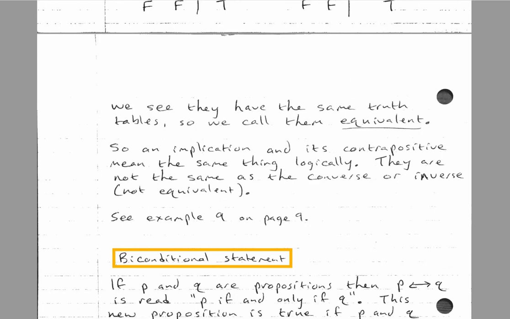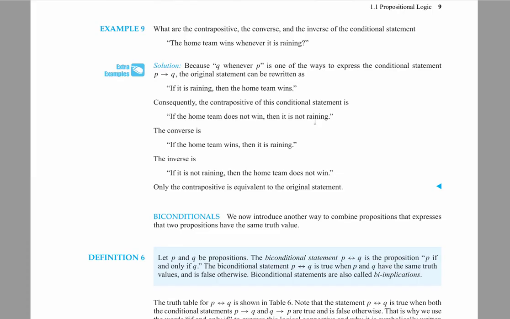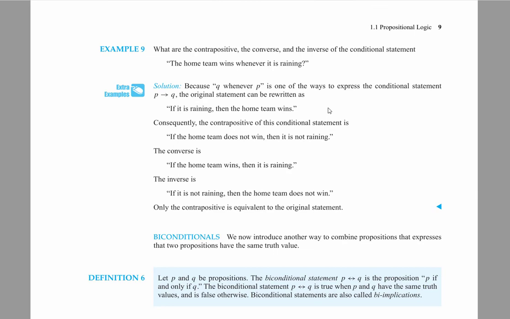Alright, so let's see an example. Yeah, here we are. So in the book on page 9, so we have this conditional statement: the home team wins whenever it is raining. Okay, so why is this a conditional statement? What's the implication? Yeah, whenever, that word, it's the same as if. So the home team wins if it is raining. Or you could say, if it is raining, the home team wins.